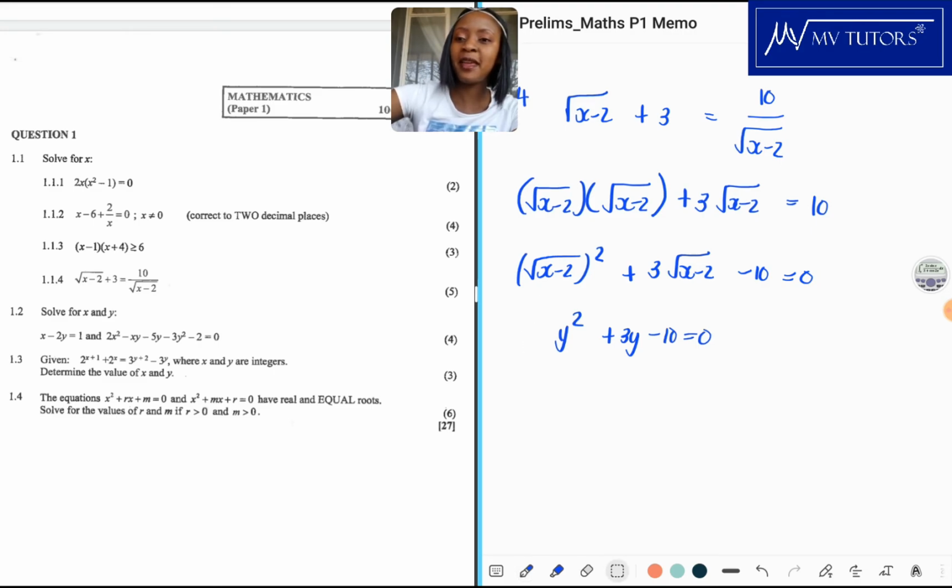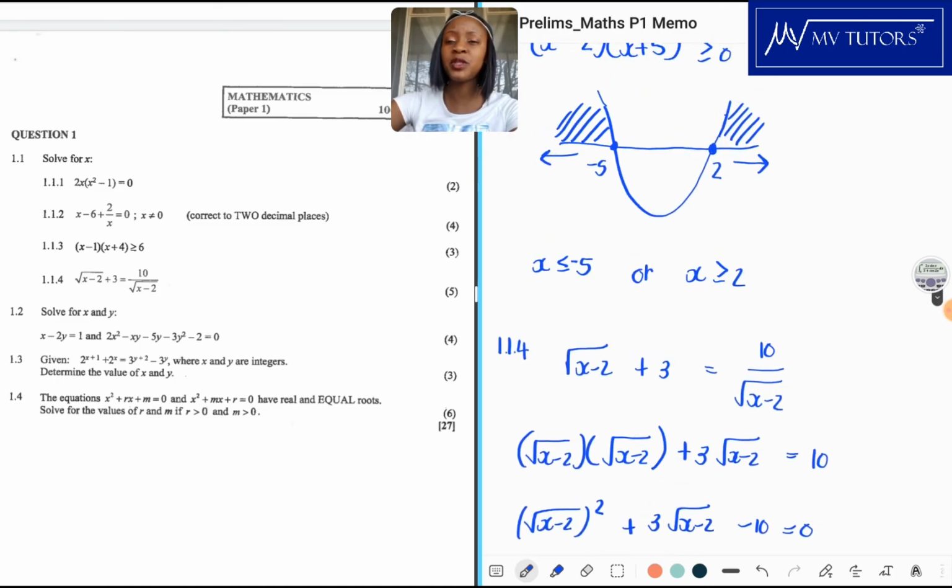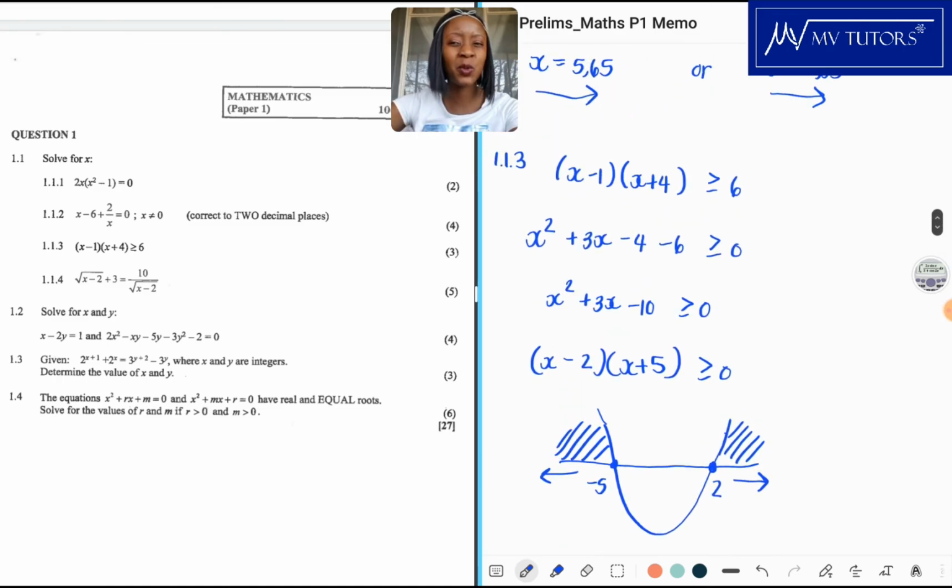I think I will make root x minus 2 equal to y, because I don't want to work with these square roots and fractions and all of that. If I can make my life simple, I will do that. But if you want to continue with root x minus 2, by all means do that. I don't know if you realize y squared plus 3y minus 10 is similar to what we just did previously. It's just we had an inequality there.